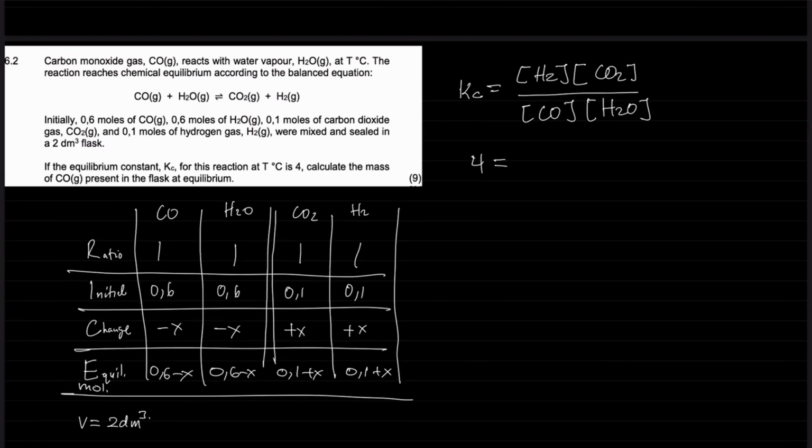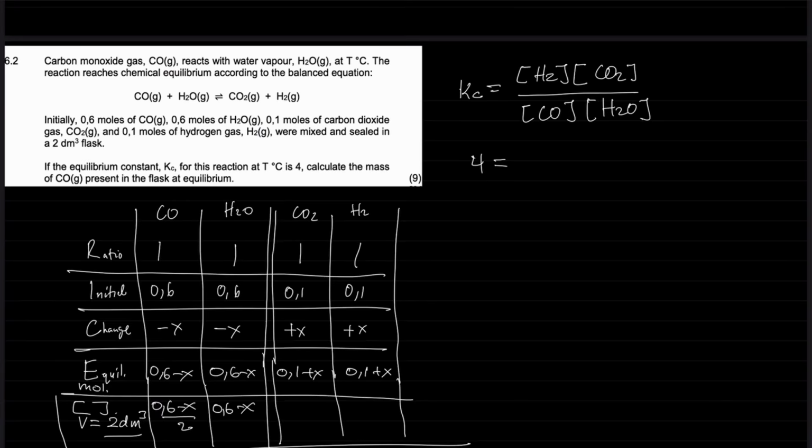Now, for Kc, we need concentration. So we can add one more row, which would be our concentration row. If we want the concentration, we just divide by 2. So each one is going to be divided by 2: 0.6 minus X divided by 2, 0.6 minus X divided by 2, 0.1 plus X divided by 2, 0.1 plus X divided by 2. Now we have all the concentrations.